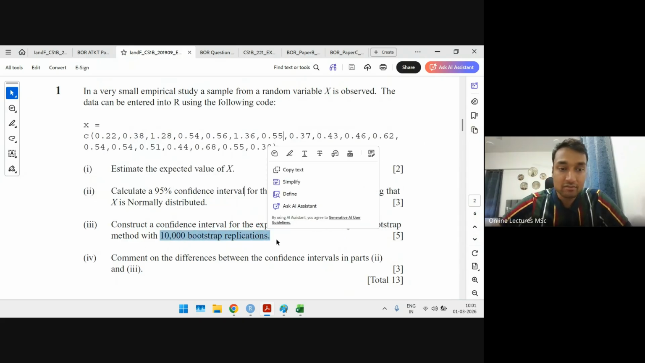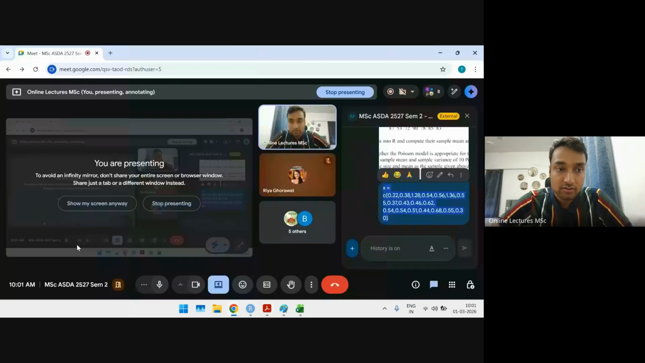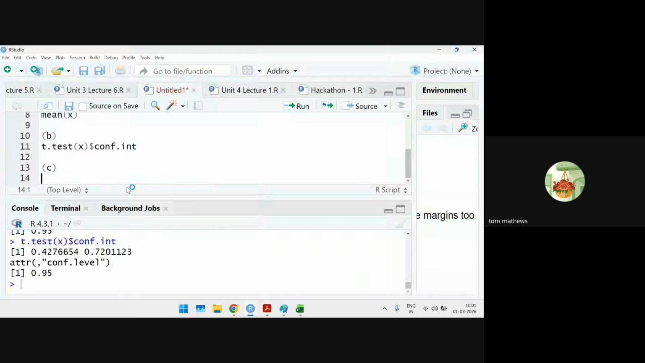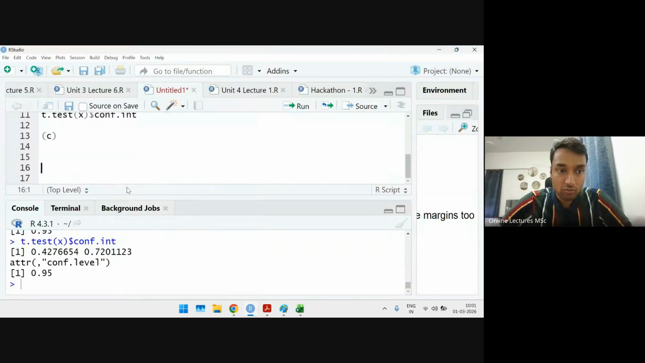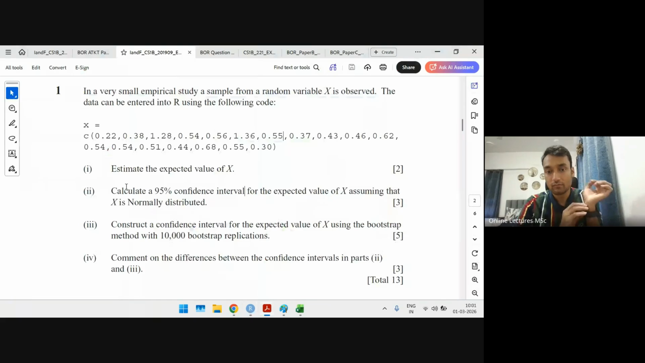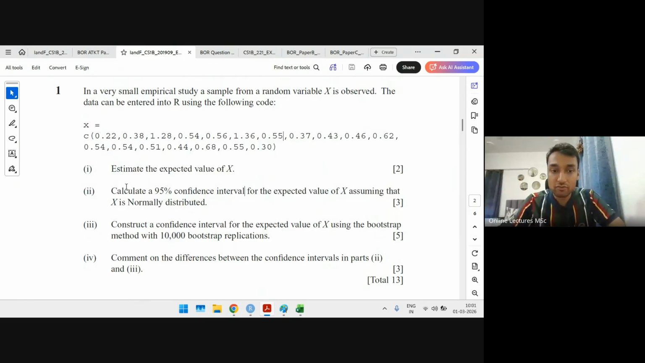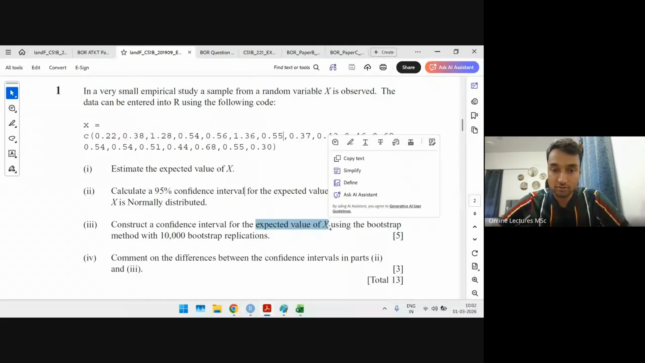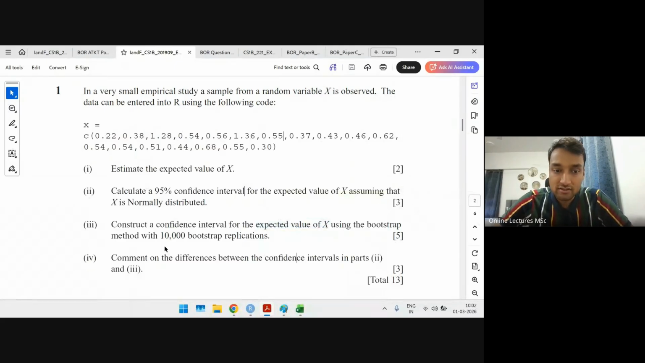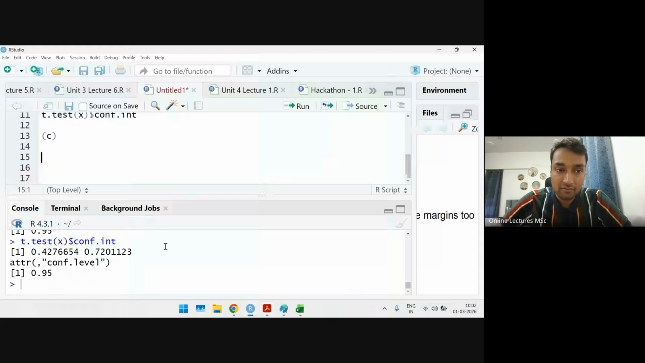Is it a parametric bootstrap or a non-parametric bootstrap? It is a non-parametric bootstrap, because the question never asked you to generate x, or the expected value of x, using some distribution. So using this information, it is a non-parametric bootstrap.